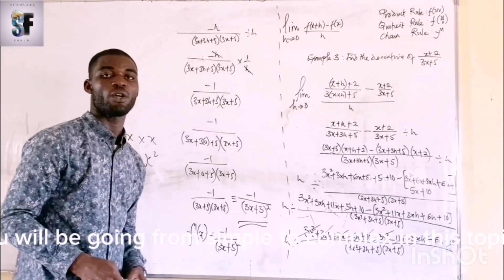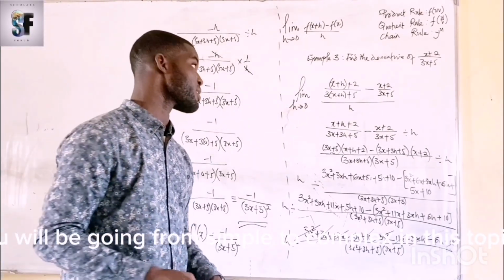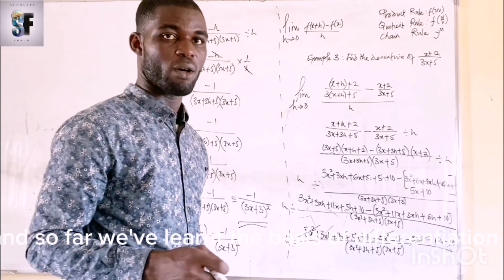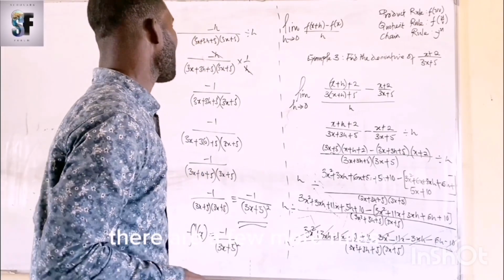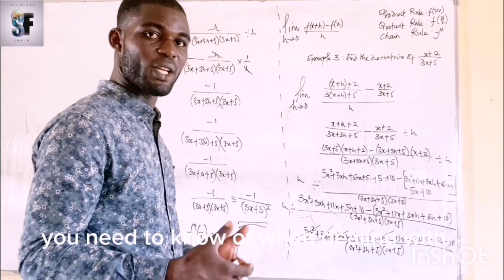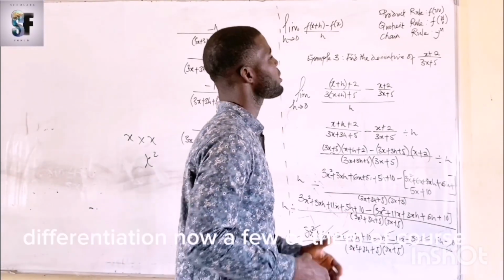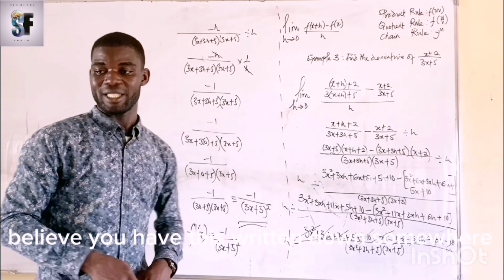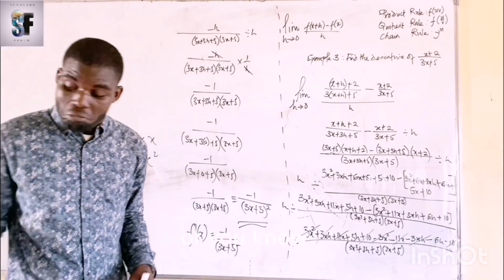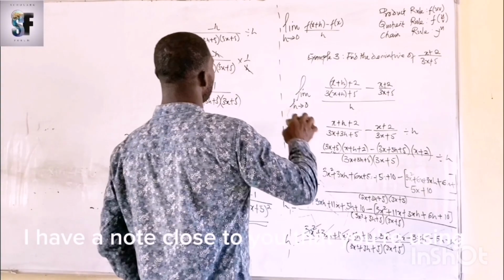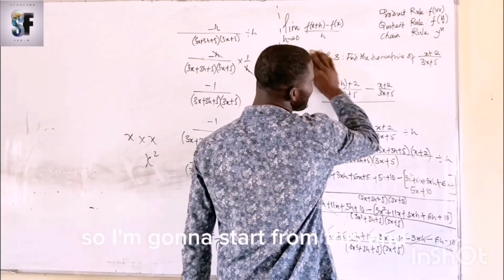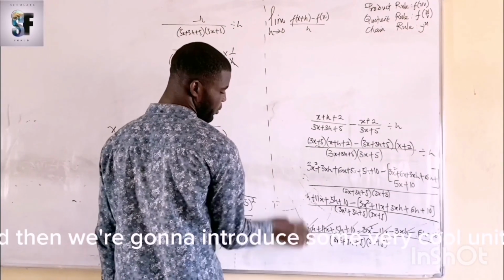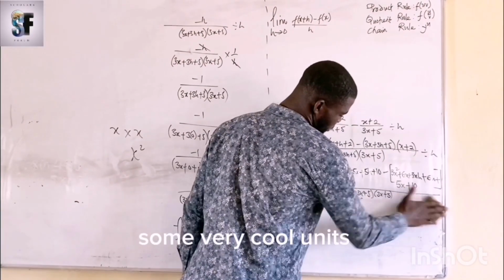Like I said, we'll be going from simple to complex in this topic. And so far, we've learned the basics of differentiation. Now, there are a few more rules you need to know when dealing with differentiation. A few of them, I believe you have written down somewhere or have a note close to you that you're using. So I'm going to start from this end, we'll play this off, and then we're going to introduce a few new things.